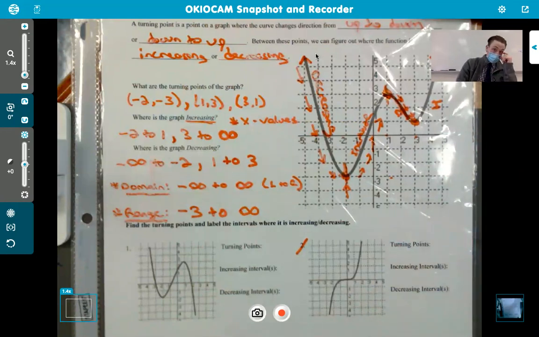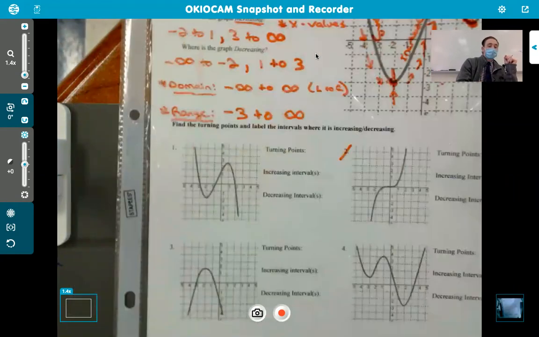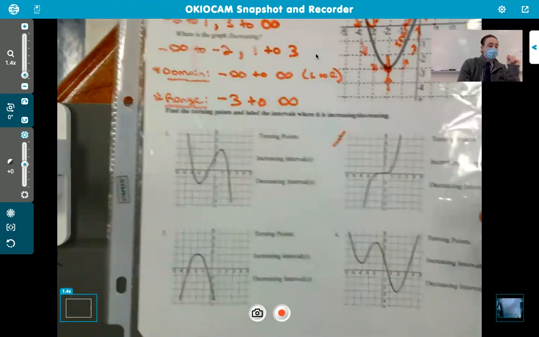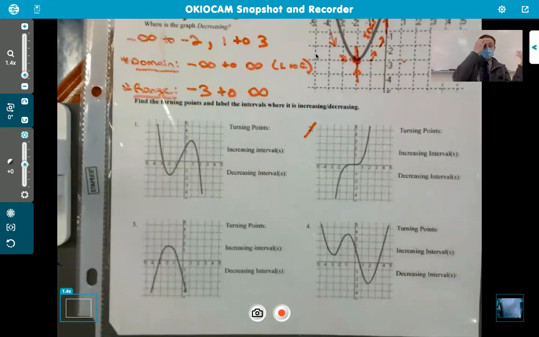Any questions about some of the terms that we've discussed so far? All right. We're going to take a look at 3 different examples of just being given a graph and determining the turning points, increasing, decreasing, and then we're also going to throw in domain and range.